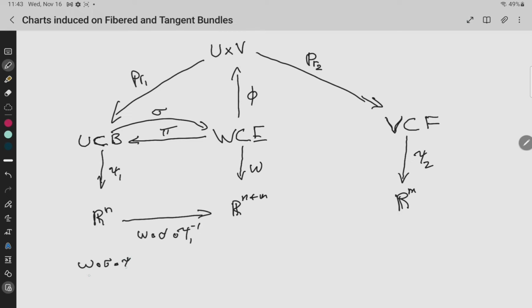So let me rewrite this. Omega composite sigma composite psi inverse 1 is a mapping of psi 1 of U into R to the n plus m.